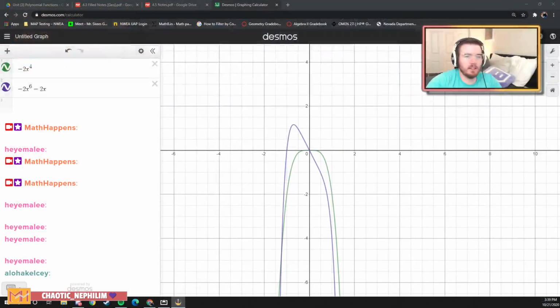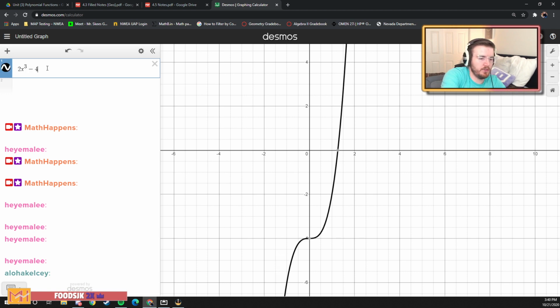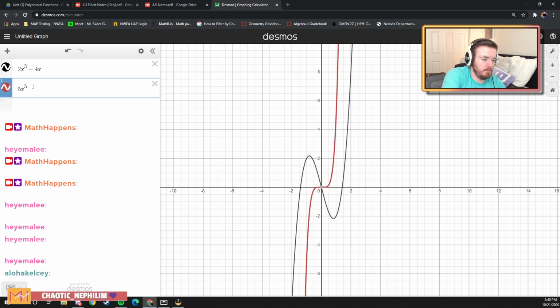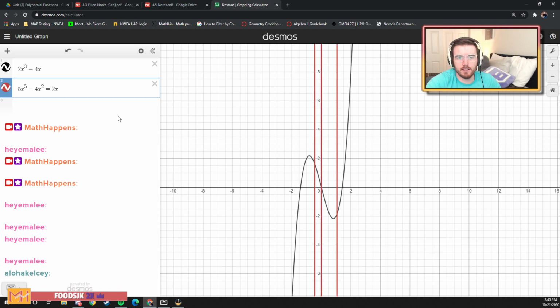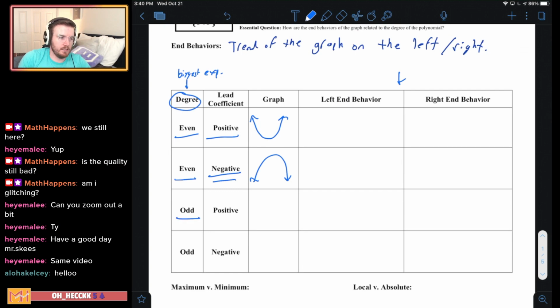So what happens when it's odd? Well, I already showed you an odd one, but here's 2x cubed minus 4x. It's got some wiggle, some pizzazz. It's going up on one side, down on the other. Here's another one, 5x to the fifth minus 4x cubed plus 2x. I said cubed, but I ended up typing squared, whatever. It's going down and up. So that's right, you guessed it. If it's odd, 3, 5, 7, and positive, it's going to go down on the left and up on the right.